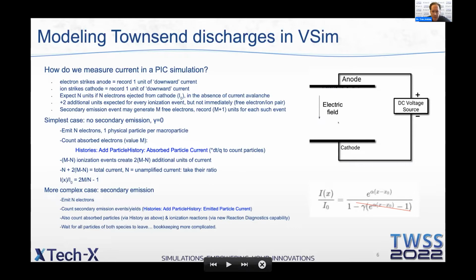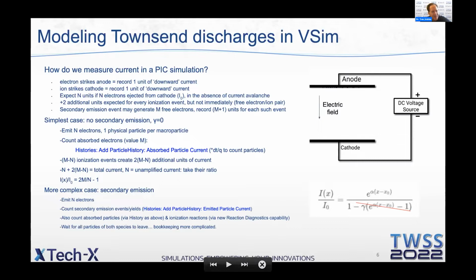But in addition to that, I expect 2 more current units for every ionization event. And we make a pair, and then the electron comes up here as well, and the ion comes down. So that's +2. And then to get even more complicated, if an ion comes down, hits the cathode, and kicks off some number of electrons, as they come off, they leave behind that equivalent number of ions. And so I have M+1 ions coming in, and then I have M free electrons that are going to run up the field later. So the bookkeeping gets a little bit complex. And you can tell that by my font size here, that if I'm going to do the complex case, I put it really small at the bottom.